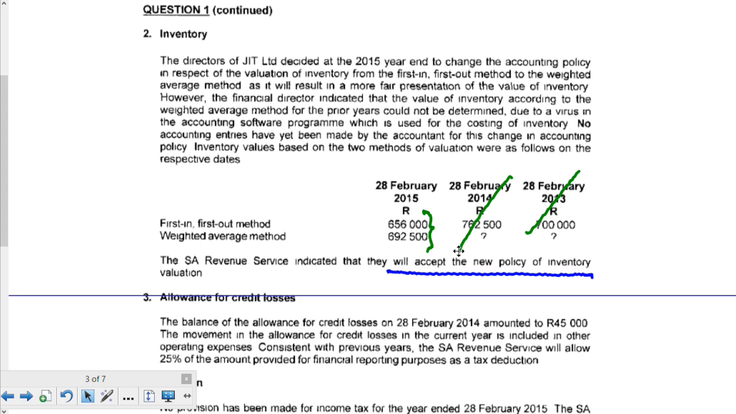Creative accountants, yeah, I think so. Yeah. All right. Oh, that was the easiest change in accounting policy we've seen in a while.